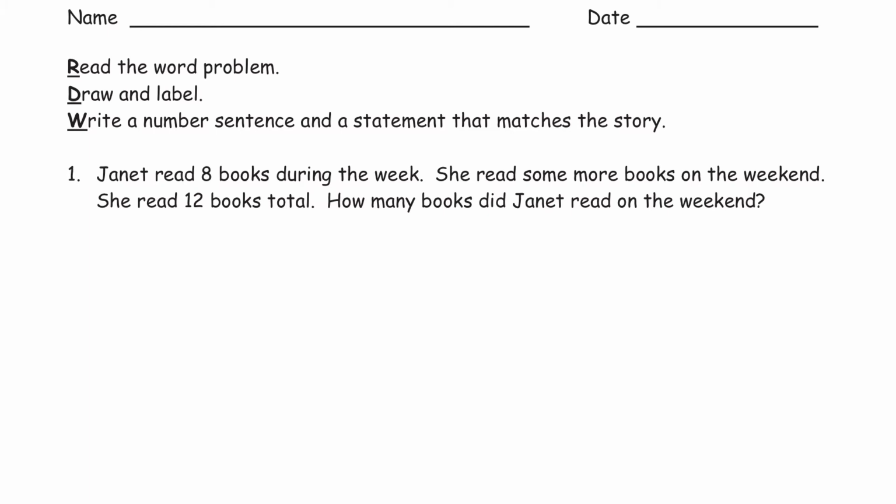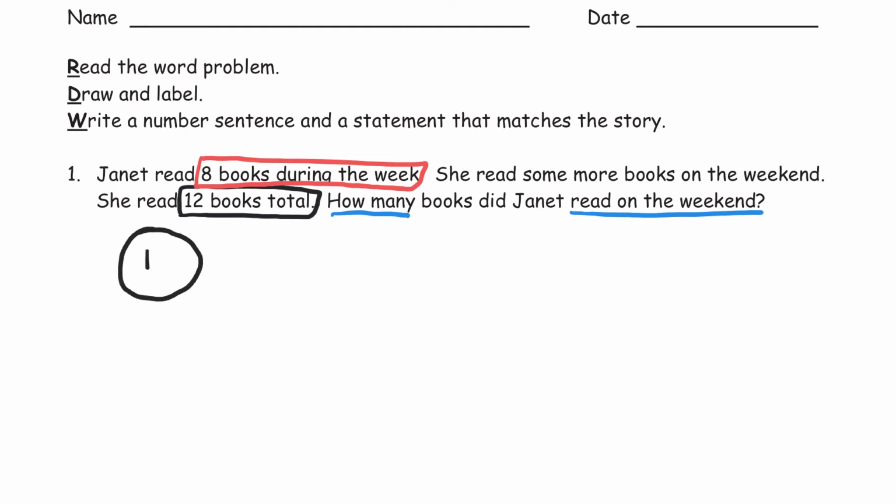Okay, so we know a few things here. We know how many she read total. Right here, she read 12 books total. We also know that she read 8 books during the week. So what we don't know is how many she read on the weekend. Let's start out by making our number bond to show some of the things that we know and that we don't know. So our number bond here, we know that we have 12 as our total. We know that one of our parts is 8. And we know that the other part is going to be our mystery number.